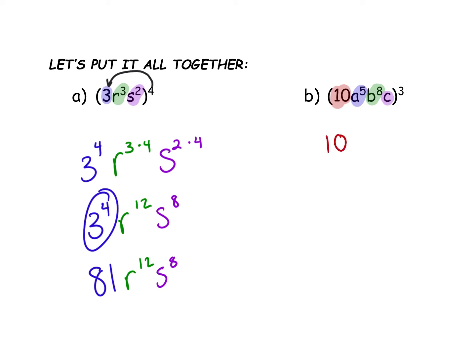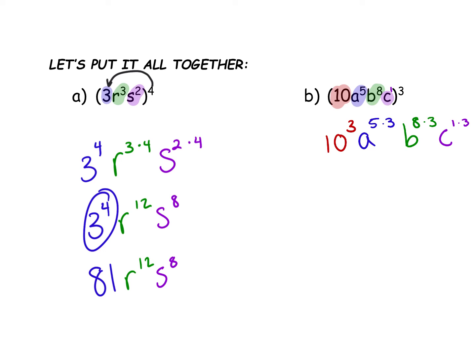The order that we always put these in is any numbers, then alphabetical order of your variables. So the 10 gets cubed. The a to the 5th power gets cubed. The b to the 8th power gets cubed. And the c to the first power also gets cubed.